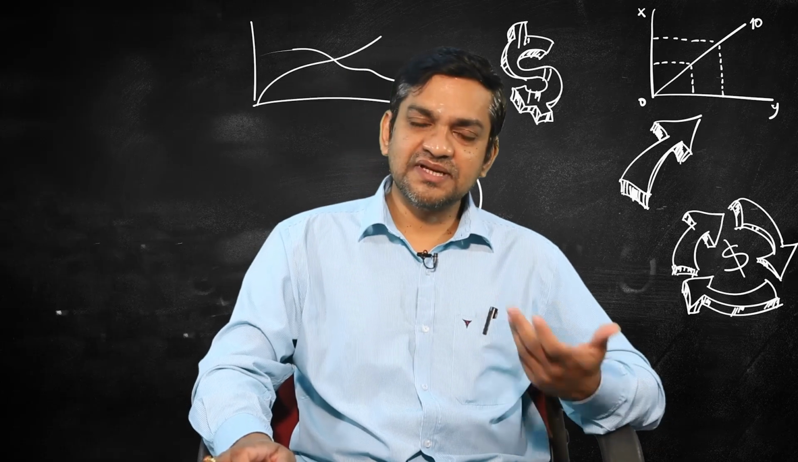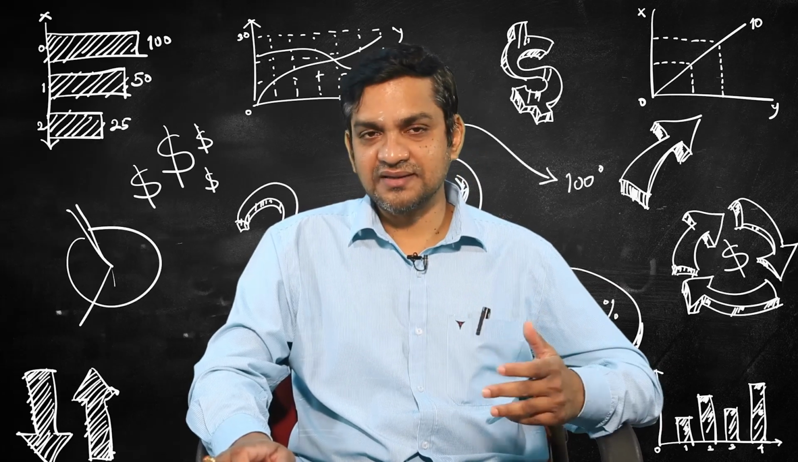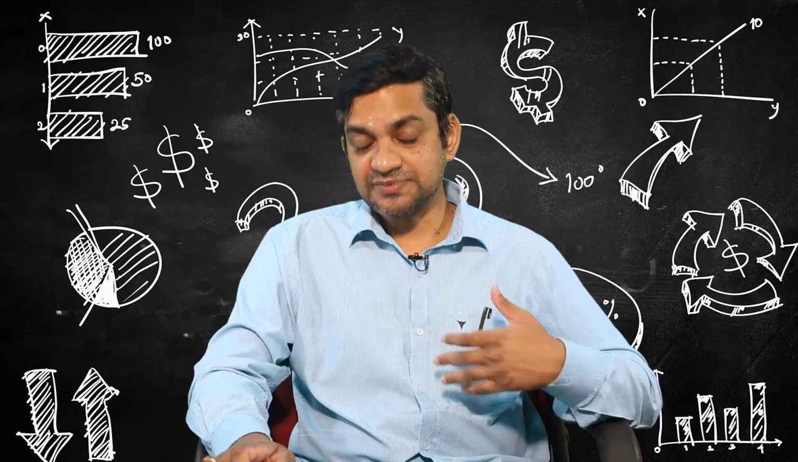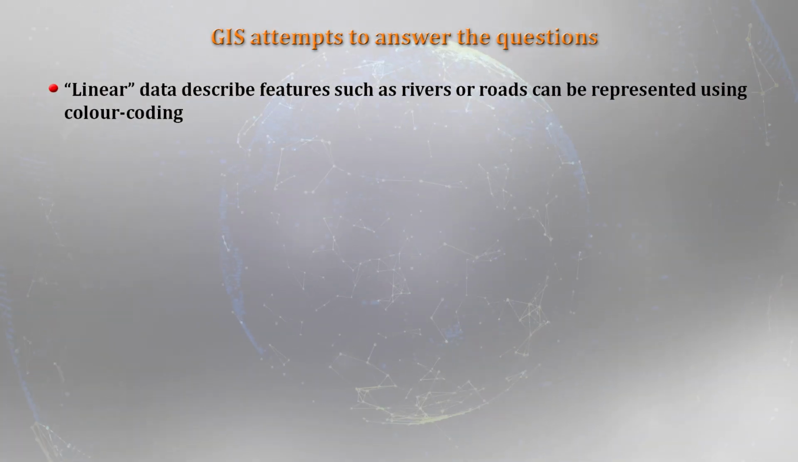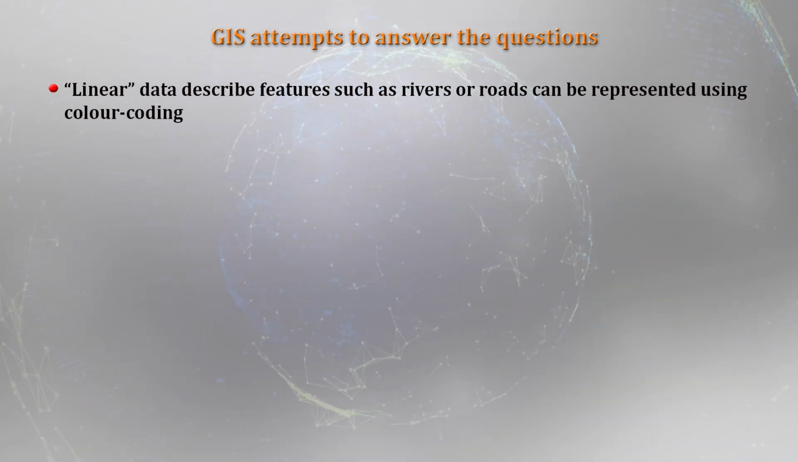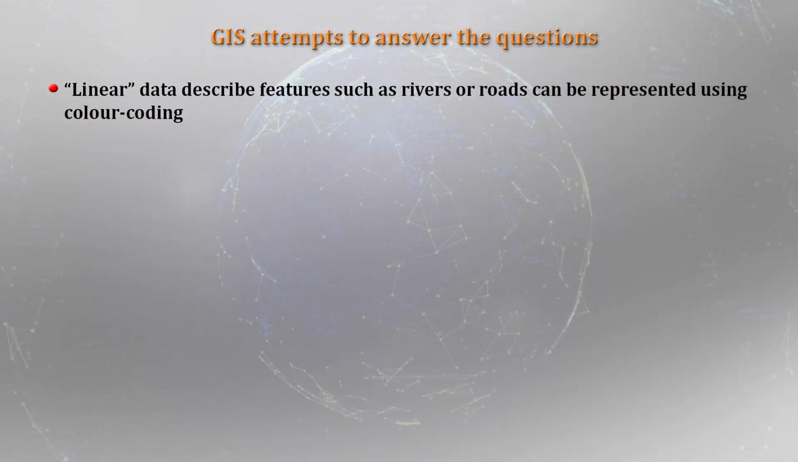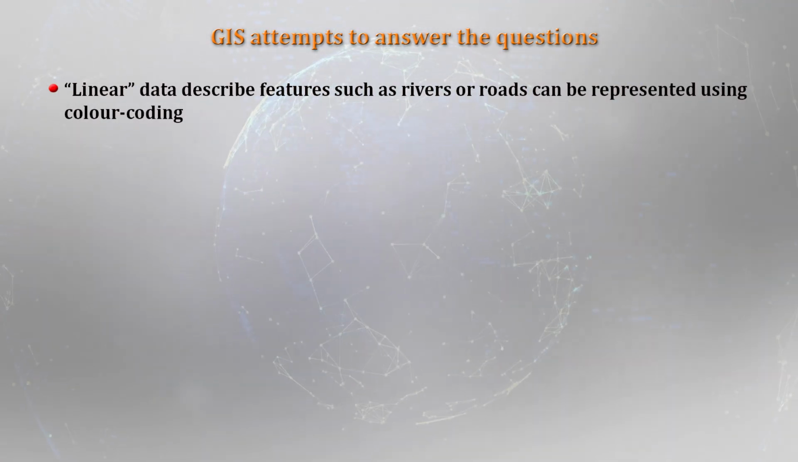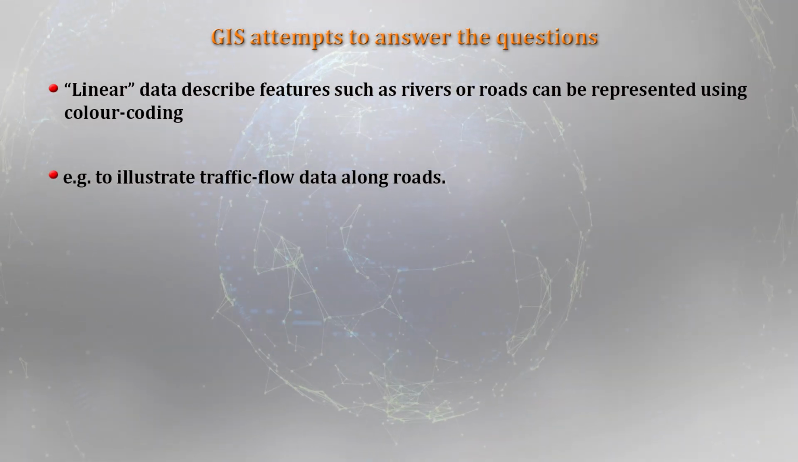And also, if you look at the DTM, that is the digital terrain models, they can also be created using this kind of spatially continuous data. Now I talked about the linear data. Linear data basically describes features such as rivers or roads, and that can be very well symbolically presented using color coding, and through the GIS software it will be very, very helpful.